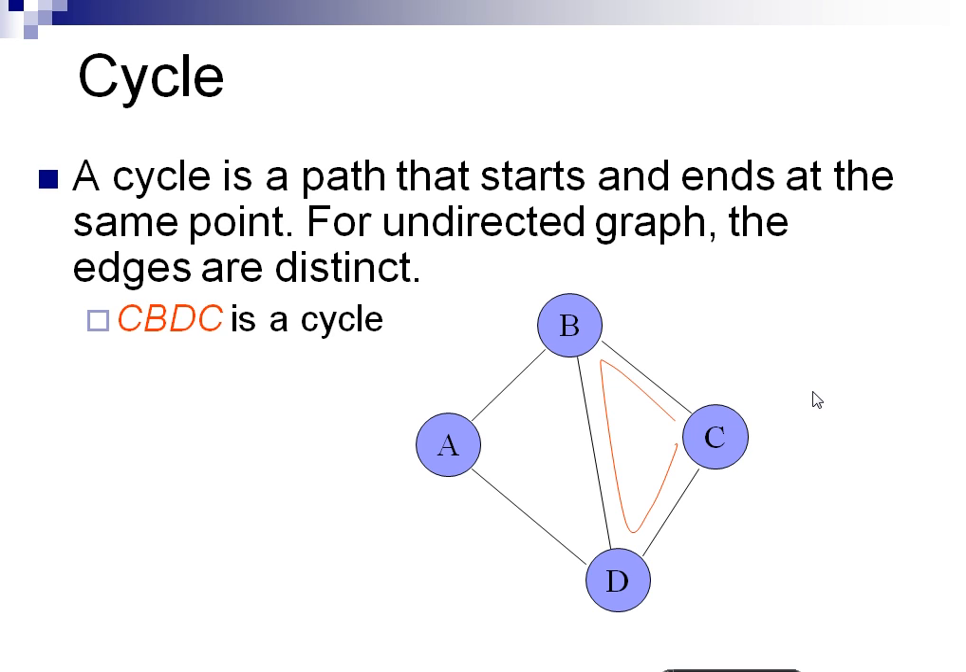For undirected graph, the edges are distinct. For undirected graph, the edges will be different, except for the first and last. The first and last node will be the same in case of a cycle.